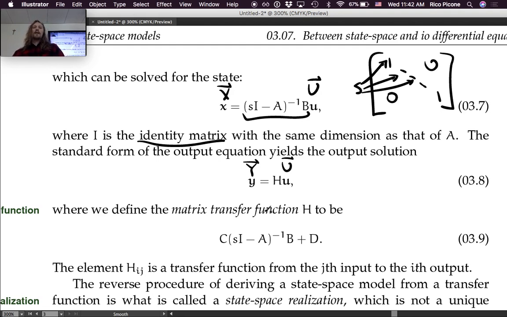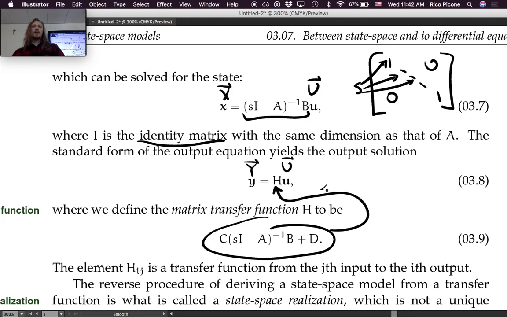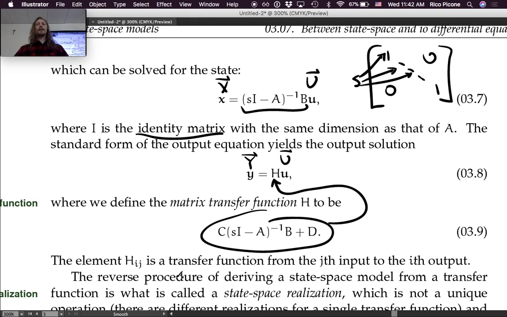Okay, so this is H. So this is a whole matrix, though. This isn't just a single transfer function. So the element H_ij is a transfer function from the jth input to the ith output. Okay. So if you have a multiple input, multiple output system.